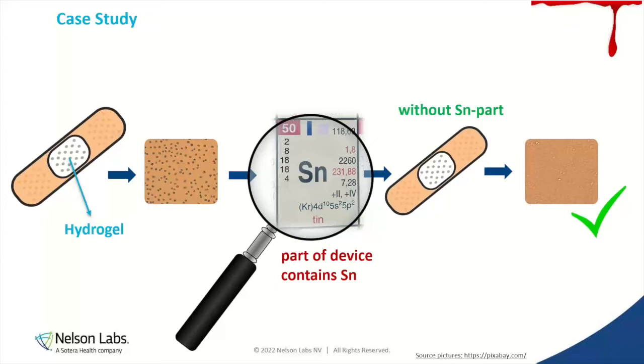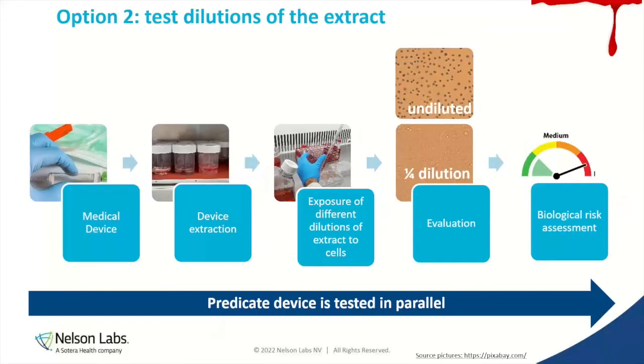Yeah. And then, of course, I said there is one option. There's, of course, also a second option. It is not always possible to remove the material or the component that is potentially causing the cytotox failure from the device. Sometimes it's just technically impossible. What you can do then is you can test the medical device again, but you're going to expose different dilutions of the extract to the cells, and you're going to evaluate at which dilution you see again the cell viability, which is okay, and a non-cytotoxic response.